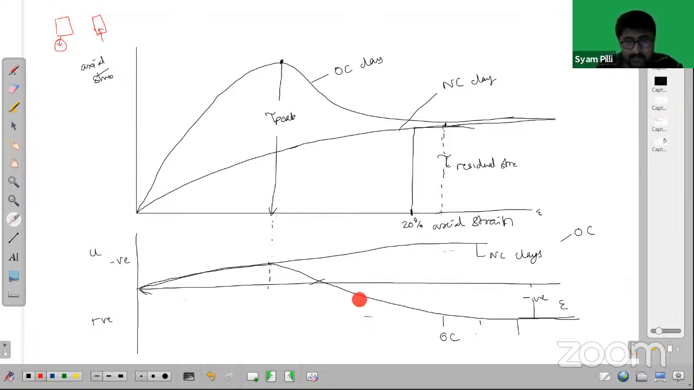In the over consolidated case, pore water pressure will be negative, whereas in the normally consolidated case pore water pressure will be positive. Fine. So pore water pressure will be positive.